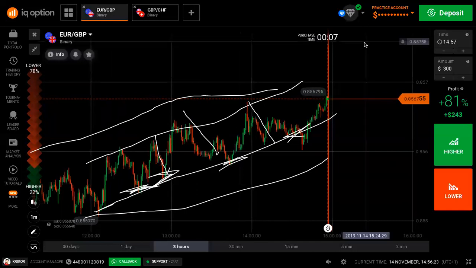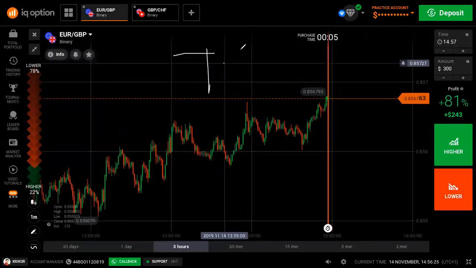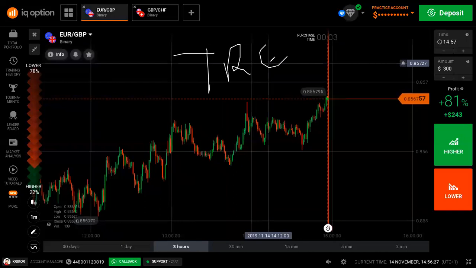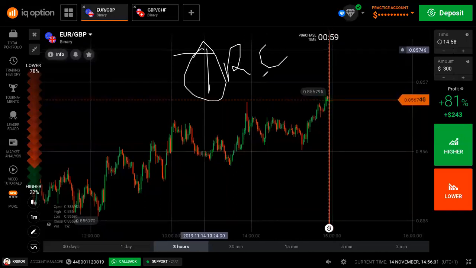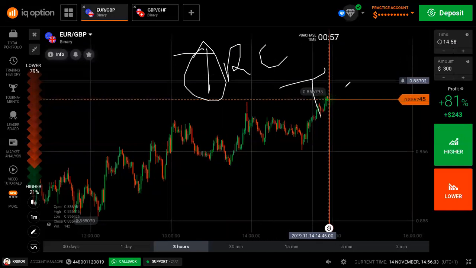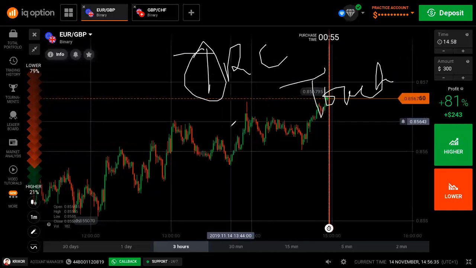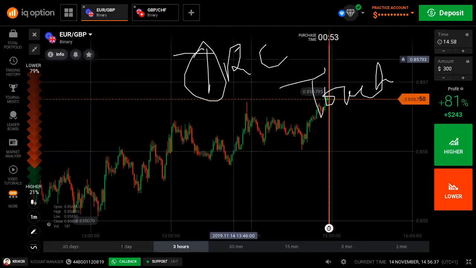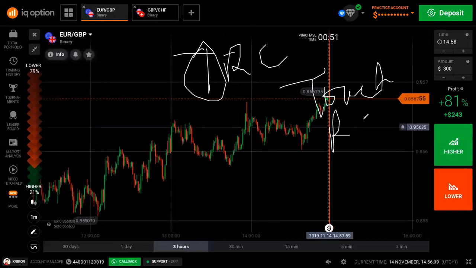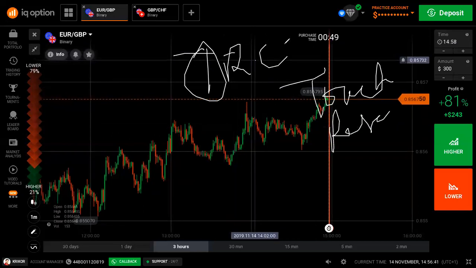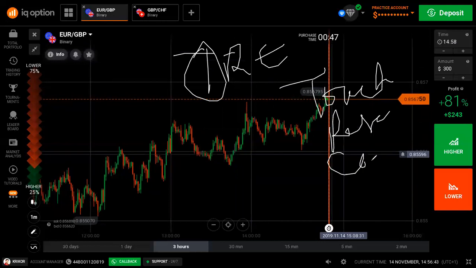Okay. So TRC is it. The first thing is T. What is T? T is touch. The second one is R. R is reversal candlestick. And the C, very simple, is confirmation.